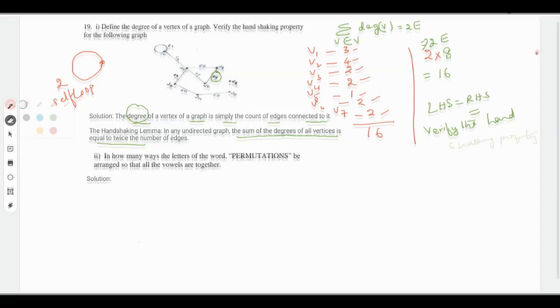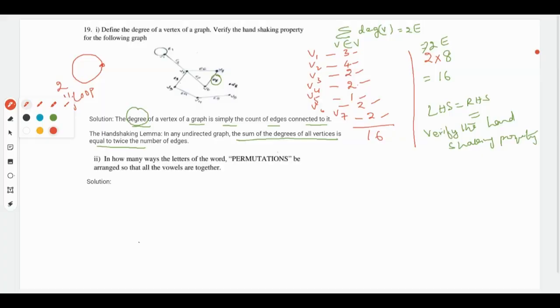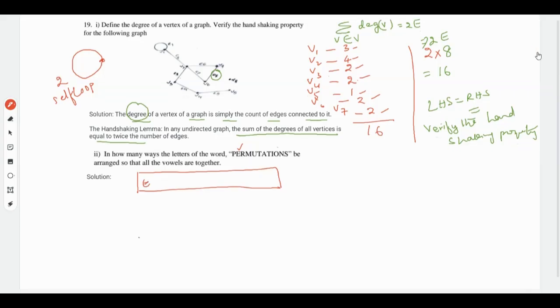Now the question: in how many ways can the letters of the word PERMUTATIONS be arranged so that all the vowels are together? So we have to arrange all the vowels together. How many vowels do we have? The vowels are A, E, I, O, U. So we have to see which of these letters are present in this word.